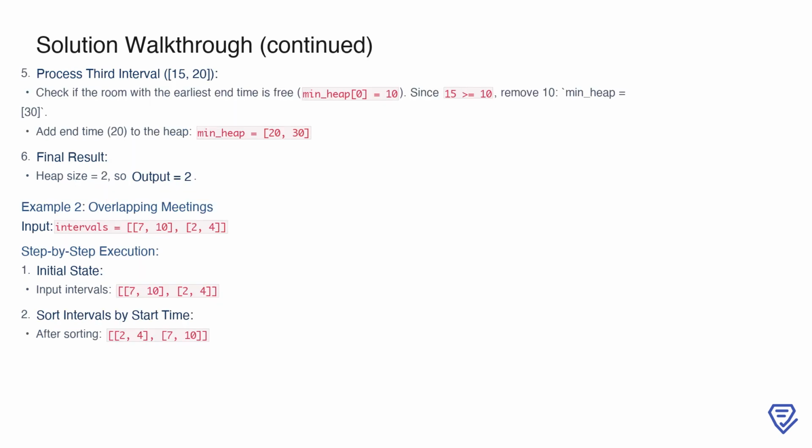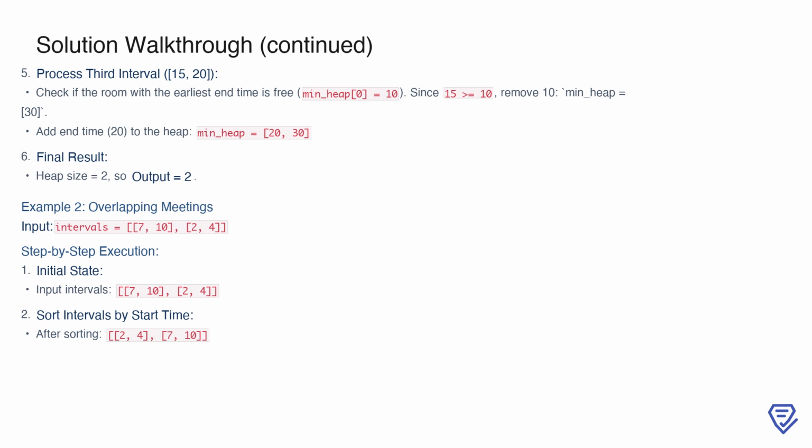Next, we process the third interval, [15, 20]. We again check if the room with the earliest end time, which is now 10, is free. Since the start time 15 is greater than or equal to 10, it means the previous meeting in that room has ended, and we can reuse the room. We remove 10 from the heap and add the end time 20 of the current interval. The heap now contains 20 and 30, representing the ongoing meetings. Finally, the size of the heap at the end of processing all intervals is 2, which means we need a minimum of 2 meeting rooms.